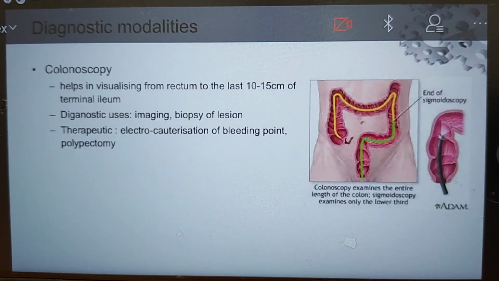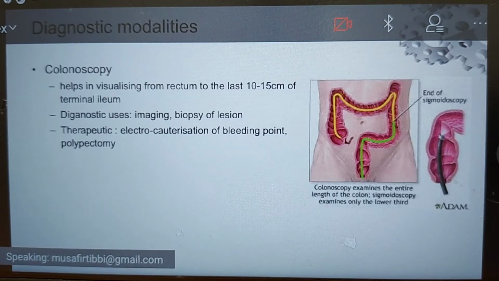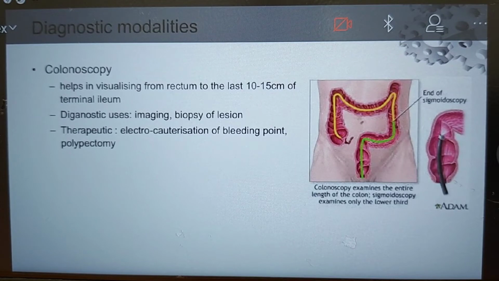Okay, so the colonoscopy is actually a diagnostic modality which can help in visualizing from the rectum to the last 10 to 15 cm of the terminal ileum. It can be for diagnostic use, and it can be for therapeutic use as well. From the diagnostic side, we can see the imaging and find out the cause, whether there is an ulcer, or a growth or mass, to find out the source of the bleeding.